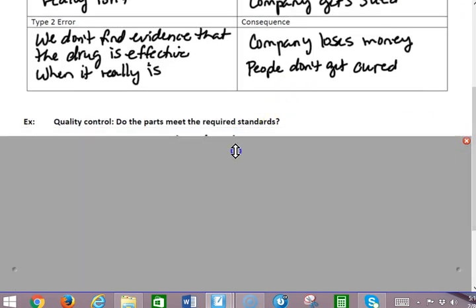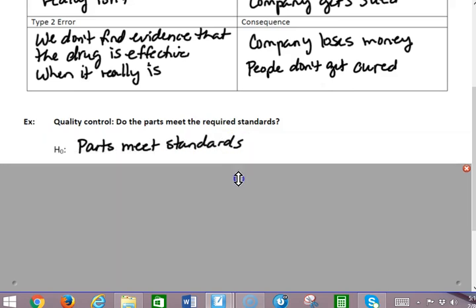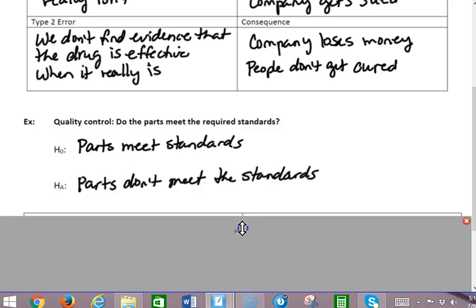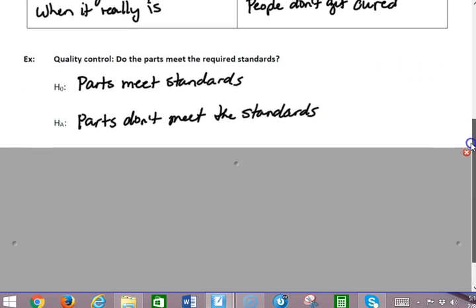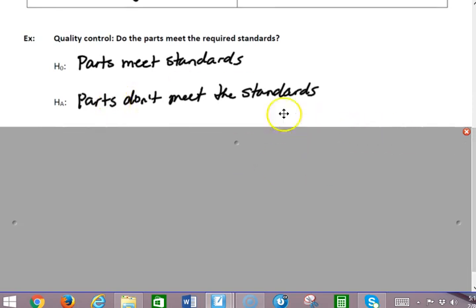This is something where we use statistics a lot in business. We want to know if the parts that you're manufacturing, the manufactured product, are meeting required standards. Now we can't prove that they are, but we're trying to see if there's evidence that they aren't. So we start out with the null hypothesis that the part meets the required standards and the alternate that it doesn't. Quality control people probably hope that we don't find evidence that it's not meeting the standards, but that's what we're specifically looking for.